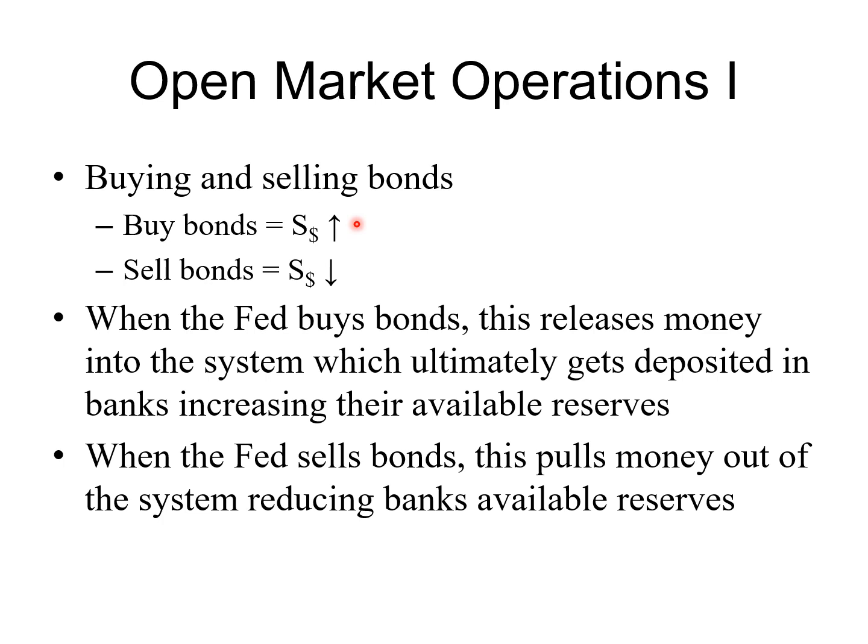When it buys bonds, it sends money into the system, and the bonds come out of the system and get held at the Federal Reserve. When it sells bonds, okay, it does so for money. That draws money out of the system, okay, and puts the bonds back out. When the Fed buys bonds, this releases money in the system, which ultimately gets deposited in banks, increasing their available reserves. When the Fed sells bonds, this pulls money out of the system, reducing banks' available reserves.